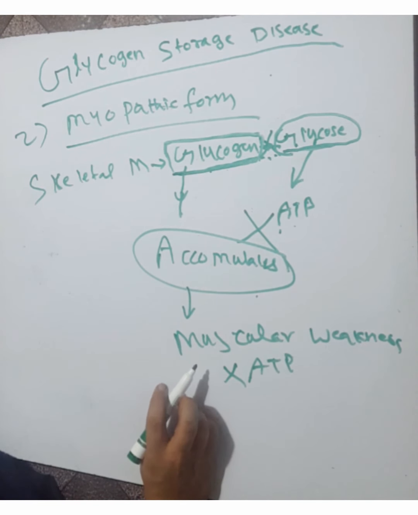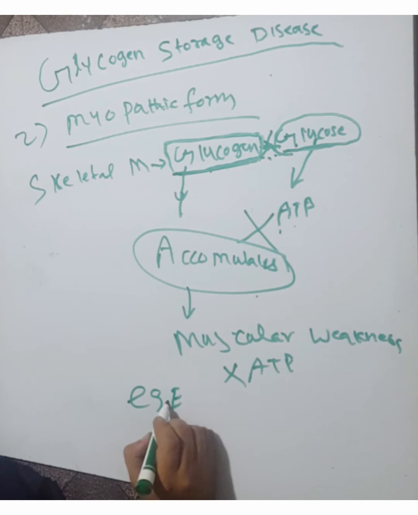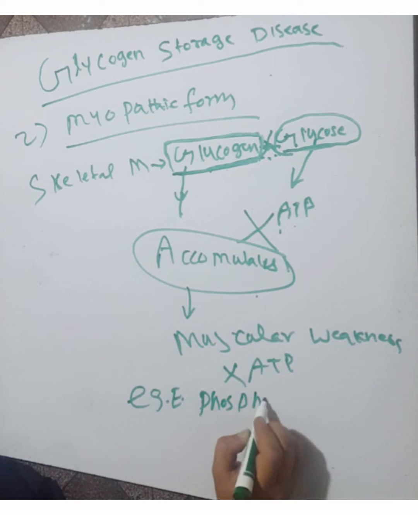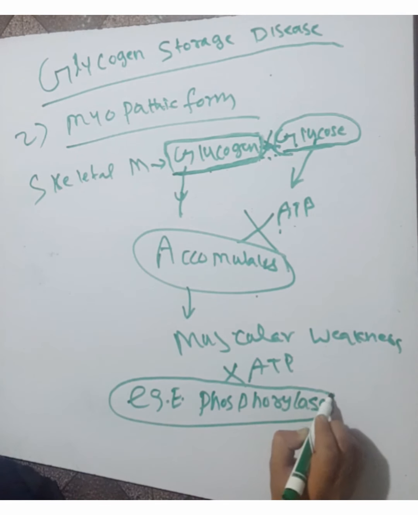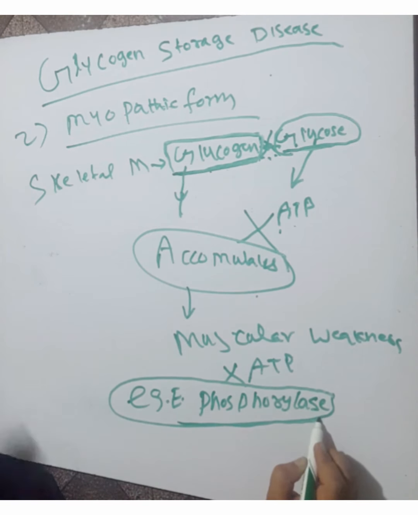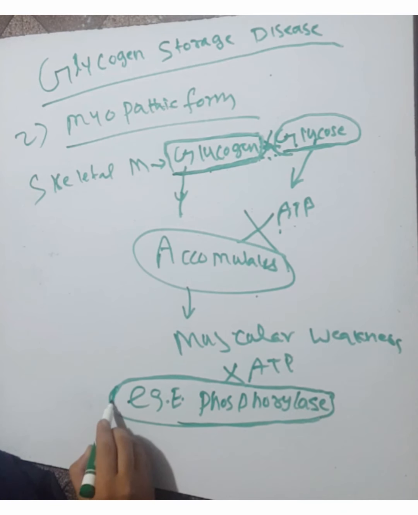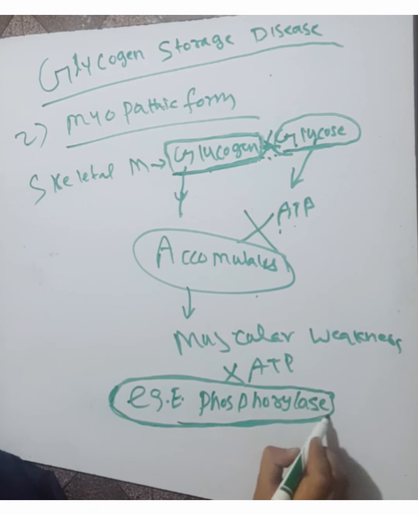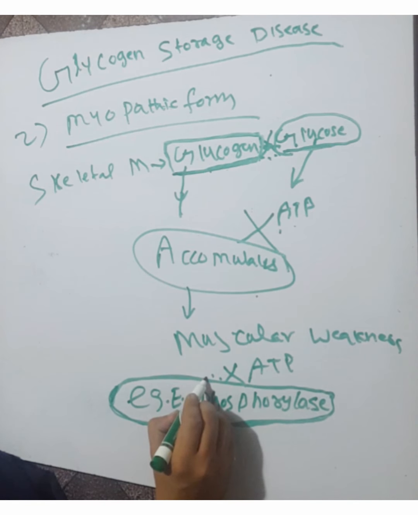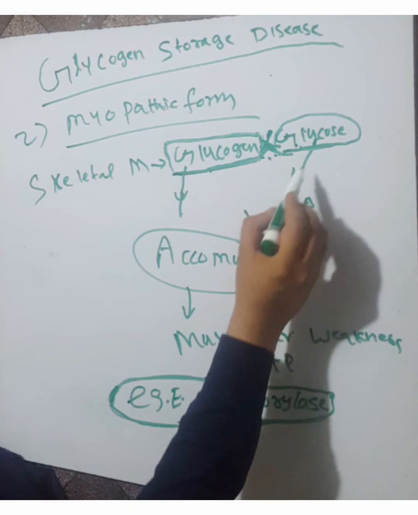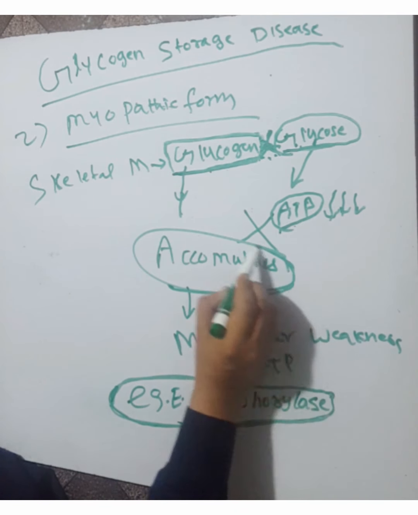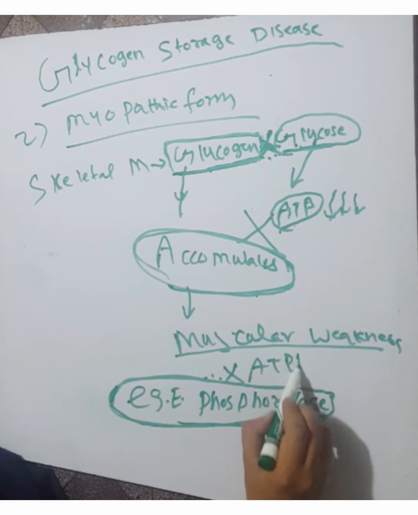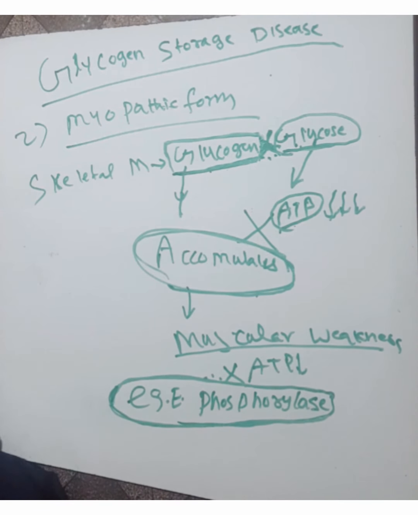An example of the enzyme is phosphorylase. If there is a mutation in the gene that synthesizes phosphorylase, there will be a deficiency or absent activity of phosphorylase, and glycogen cannot be converted into glucose in the skeletal muscle, and the ATP level decreases. The glycogen accumulates in the skeletal muscles and causes muscular weakness and decreased ATP.